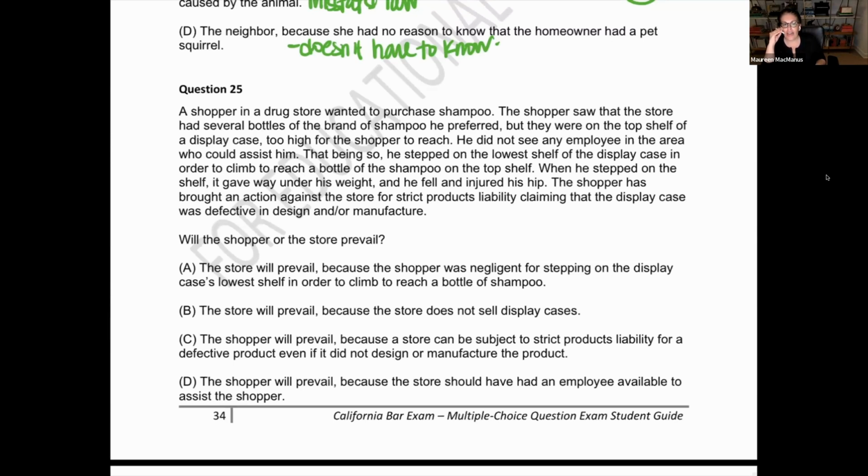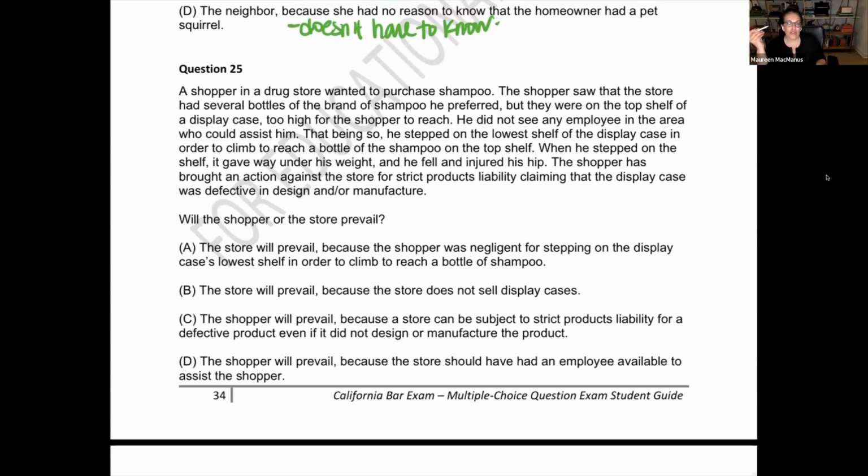The shopper has brought an action against the store for strict product liability, claiming that the display case was defective in design and or in manufacture. It may be defective, but you have to be a commercial supplier of the product. They're not a commercial supplier. So will the shopper or the store prevail?